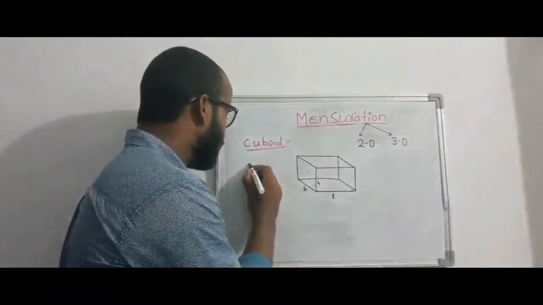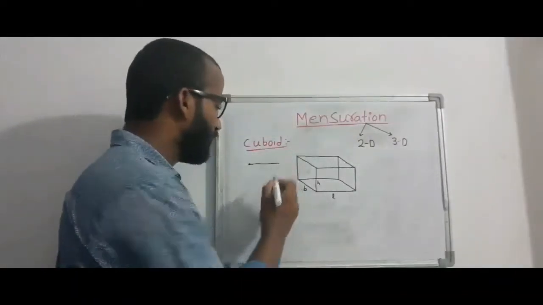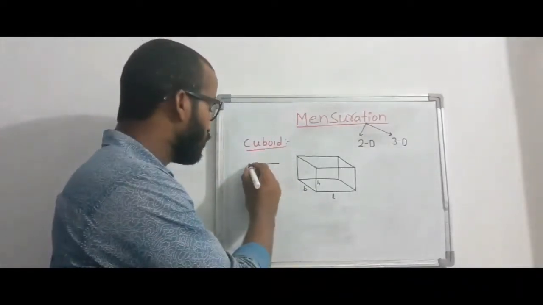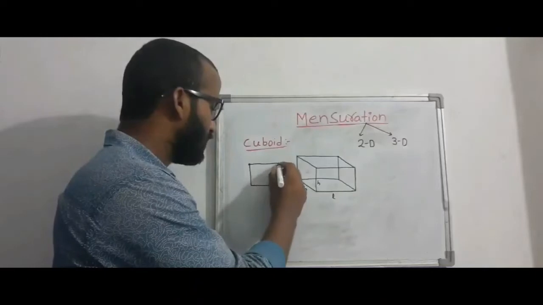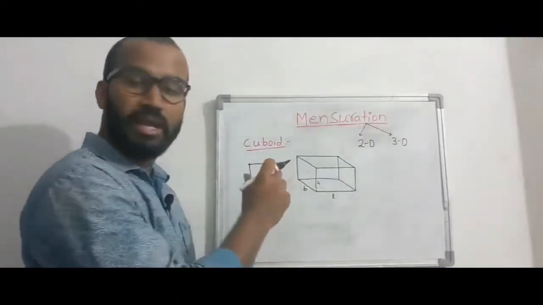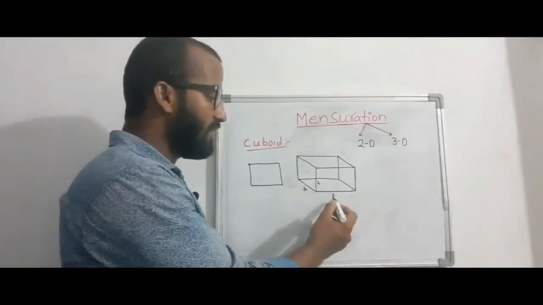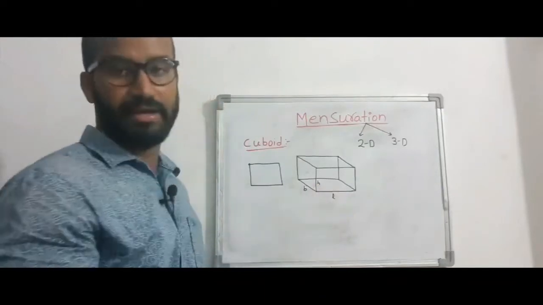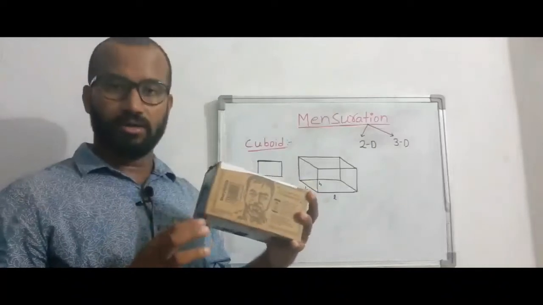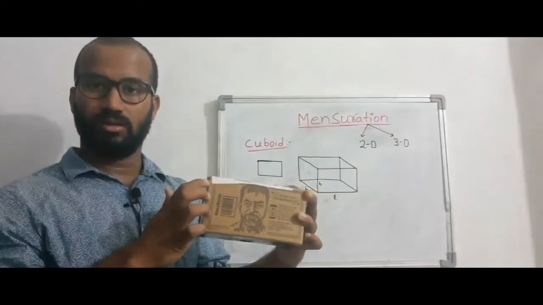First I will take a point. If I extend the point, I am going to get a line. If I extend the line, I am going to get a plane, a rectangular plane. If I extend the plane, I am going to get a cuboid. This cuboid has length, breadth and height.